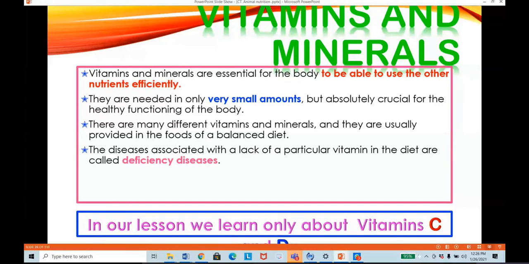So which is the vitamin which is required for the absorption of iron in the body? Vitamin D. Vitamin D. D or C? C.